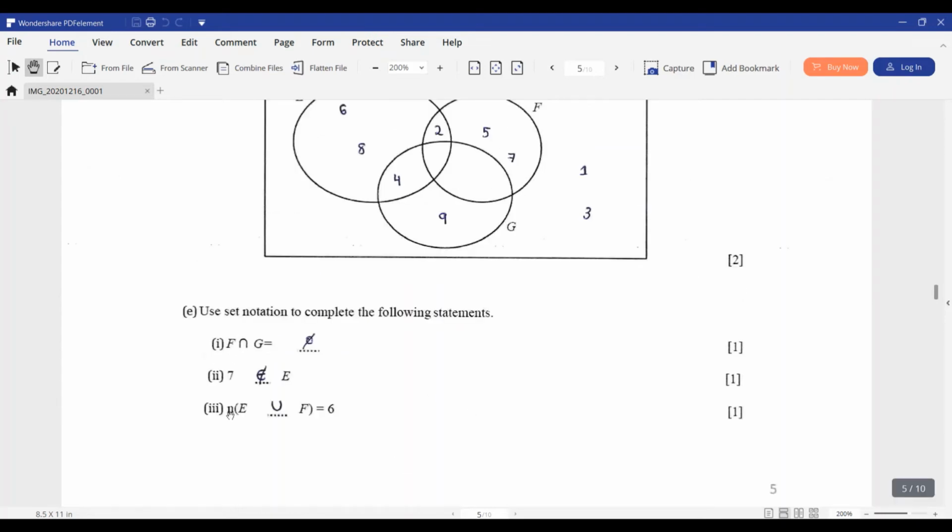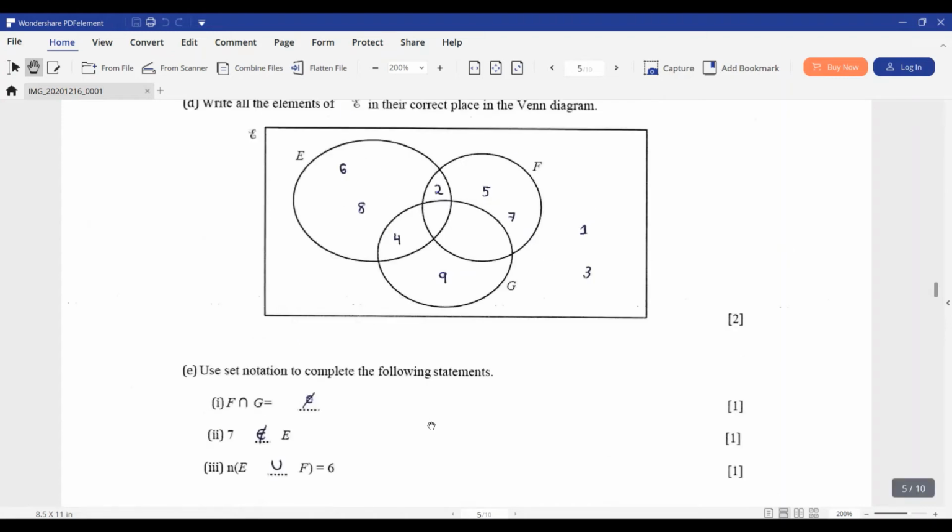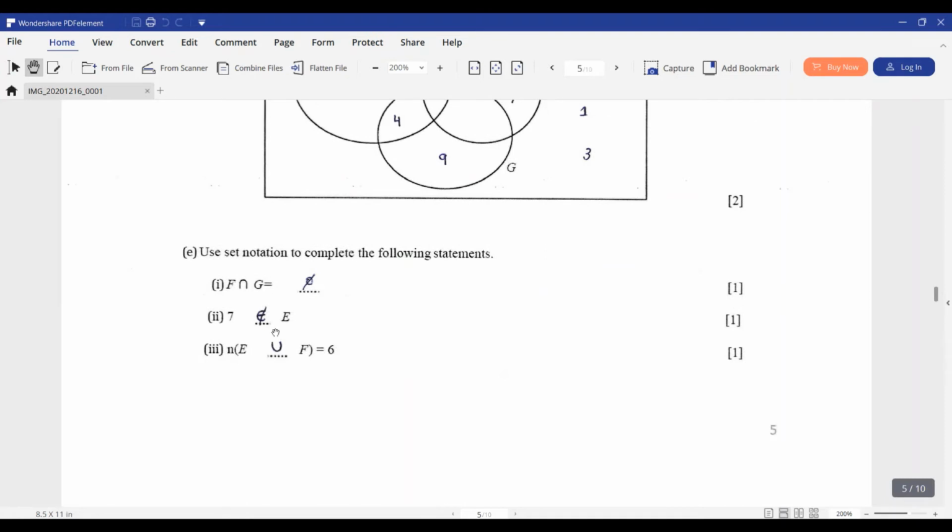Now, the number of elements of E and F is 6. So basically, when you intersect E and F, are there 6 elements? No. What about if you unify E and F? How many elements are there? 1, 2, 3, 4, 5, 6. So we put the union symbol there, and it solves the statement.